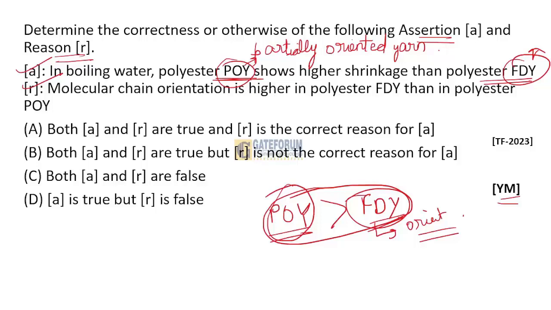So I think this is clear to you, because the more the orientation, the more the crystallinity, it is difficult to break the chains, and it is difficult for shrinkage to occur, because higher the orientation, lesser the shrinkage. I think it is clear to you.